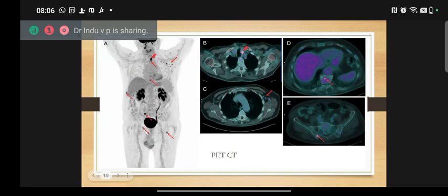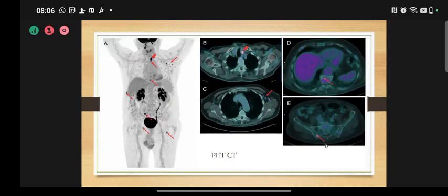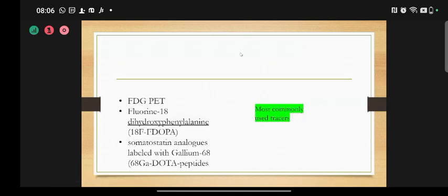But it is not recommended for routine initial screening for metastasis, and the sensitivity of this PET scan is variable, and its sensitivity actually increases with the increase in the calcitonin level. So according to Andrade et al., the sensitivity became up to 78% when the calcitonin level was more than 1000 picogram per ml. This is the image showing radioisotope uptake in the thyroid lobe and distant metastasis in the vertebra. So these are the commonly used tracers: fluorodeoxyglucose, fluorine 18, and somatostatin analogs, gallium-68 DOTA peptides.